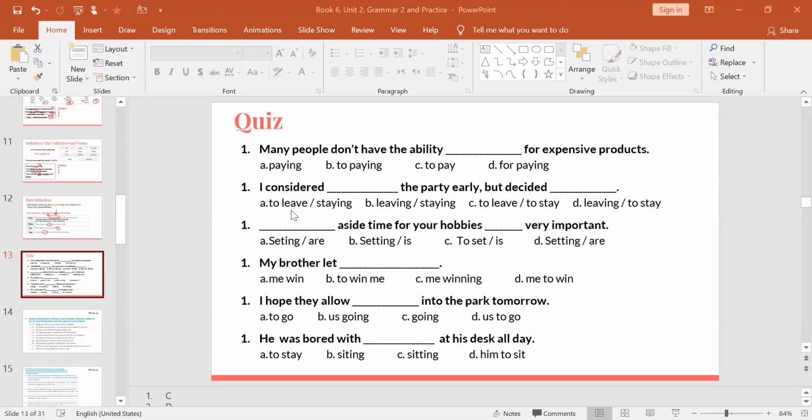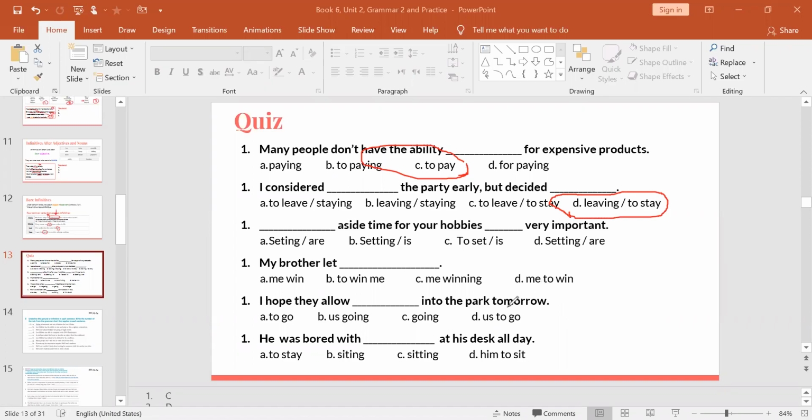So here we go. Many people don't have the ability to... if you answered C, then the answer is correct, to pay for expensive products. I considered blank leaving, or I considered blank the party early, but decided blank. So I considered D, leaving the party early, but I decided to stay.